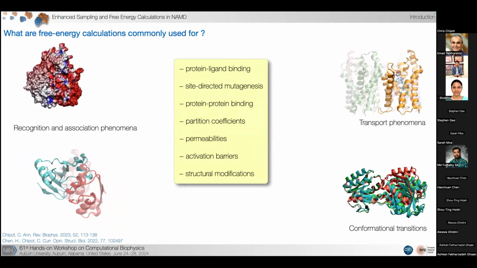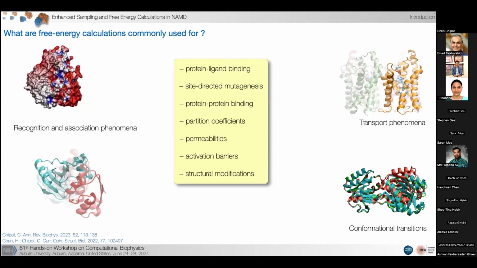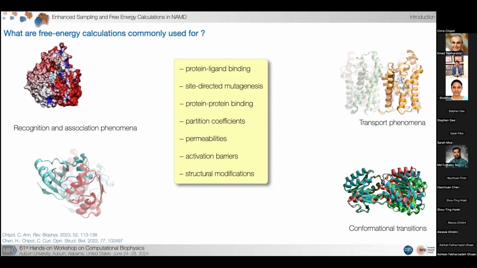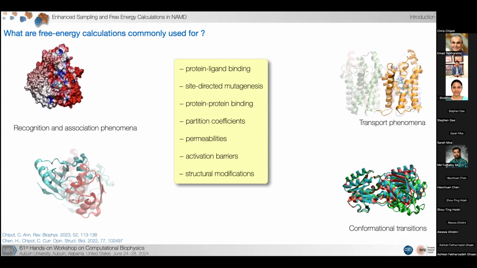Recognition and association phenomena, you can study. So this is protein-ligand binding. You have protein-protein binding. Here you have conformational transitions. And here you have transport. This protein here is a tetramer. This is an aquaporin. Aquaporins are a family of membrane channels, not transporters, channels, that transport specifically water and very small alcohols. In this case, this is the glycerol facilitator. As you can see here, you have glycerol, and it's trying to get through this selectivity filter. It's a very cute protein.